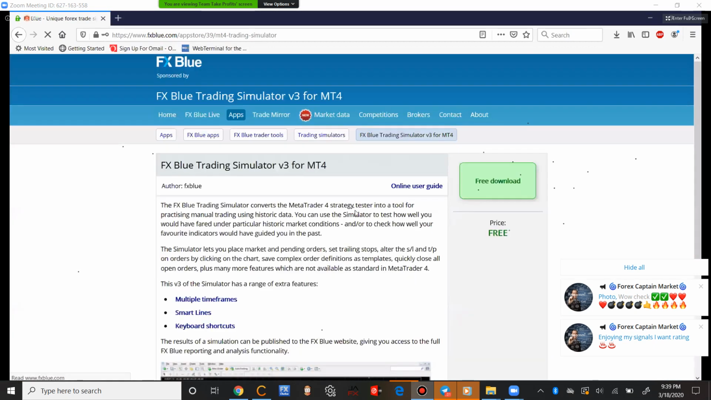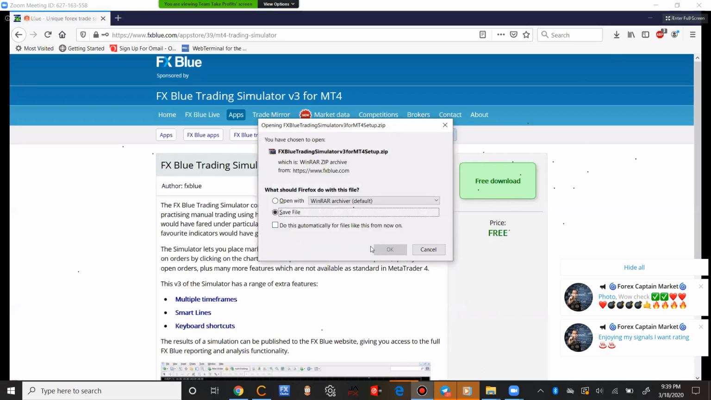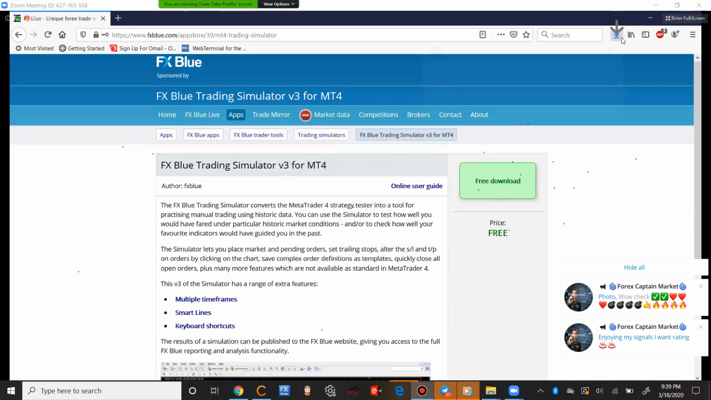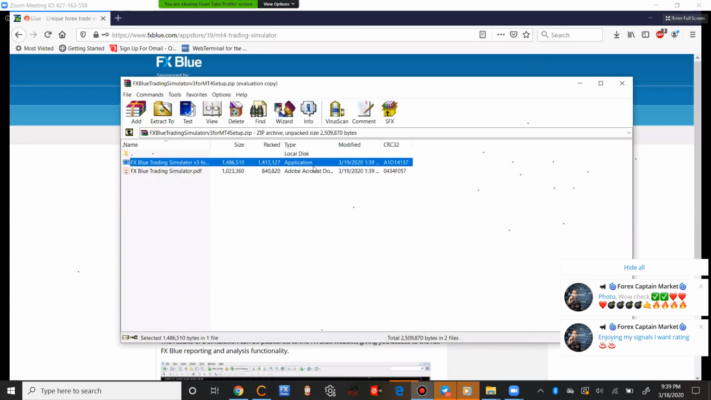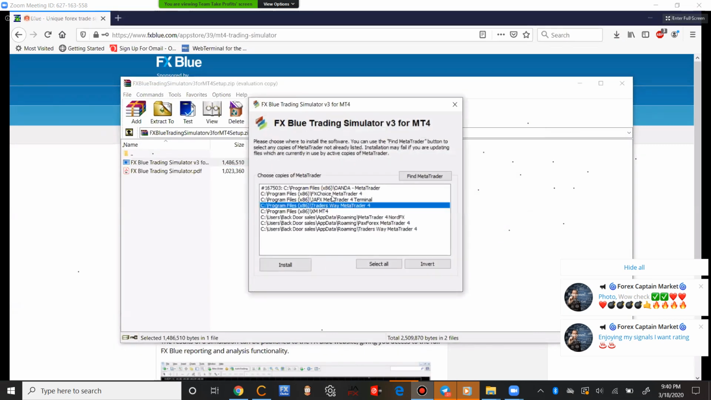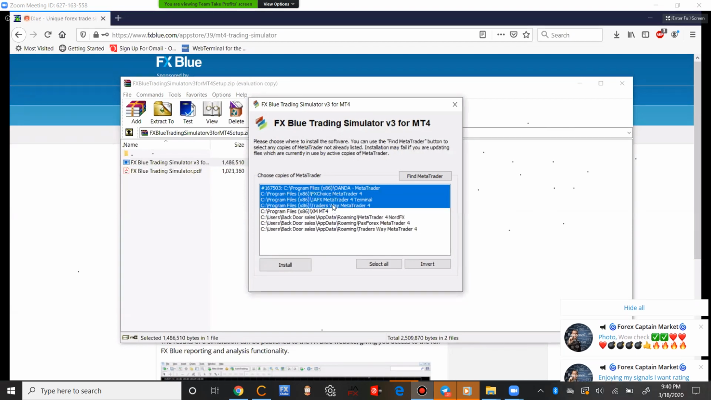All right, and then it's going to download. Once you register or log in, get the free download, and then it'll save it for you. Access it here. And over here, it's going to tell you which brokers you want to put in there.